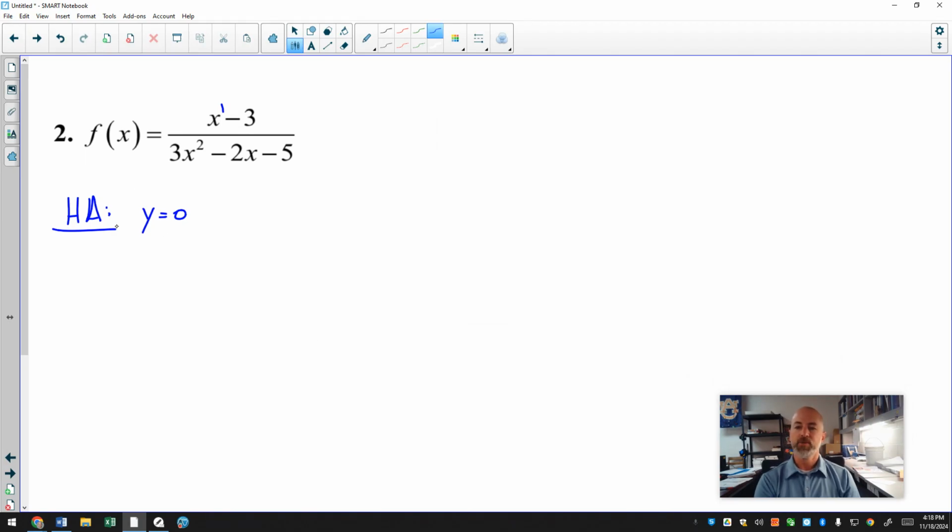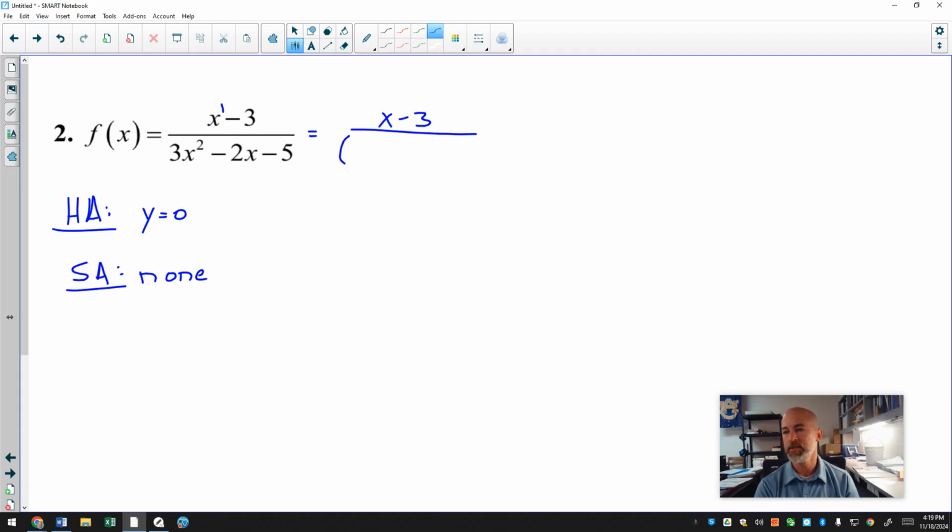So horizontal asymptote was y equals 0 because we were bigger on the bottom. Slant asymptote, there is none, so I'll go ahead and write that. No slant asymptote. I need my top degree to be exactly 1 more than the bottom, and it is not. So now for vertical asymptotes, I need to factor this. The numerator does not factor, so that's x minus 3.